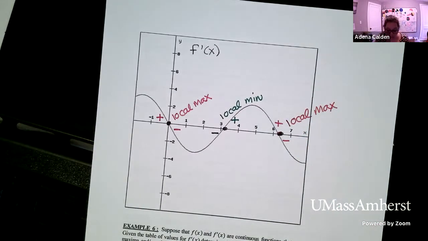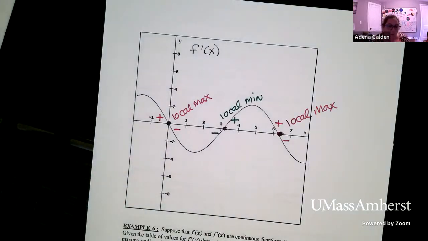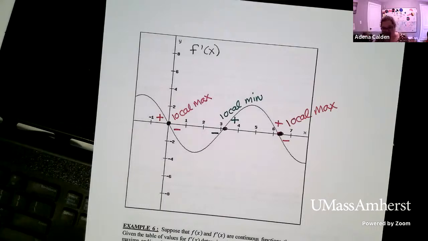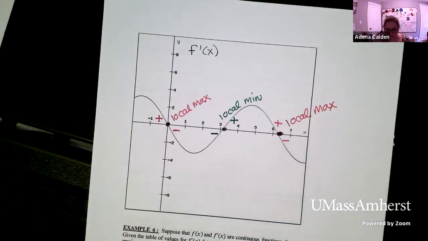Okay, and again, you have these local maximums and minimums on the original function. We don't have that graph. We don't have that function. We just know that this is where they are on that picture.